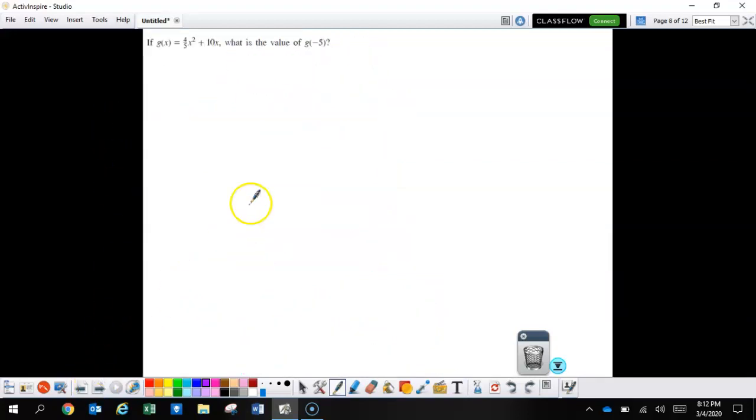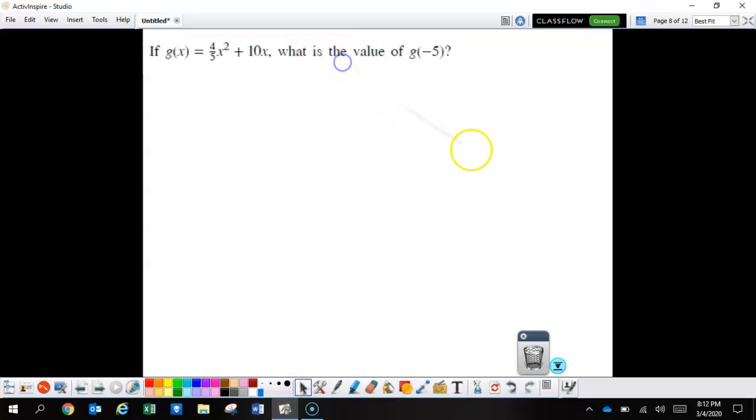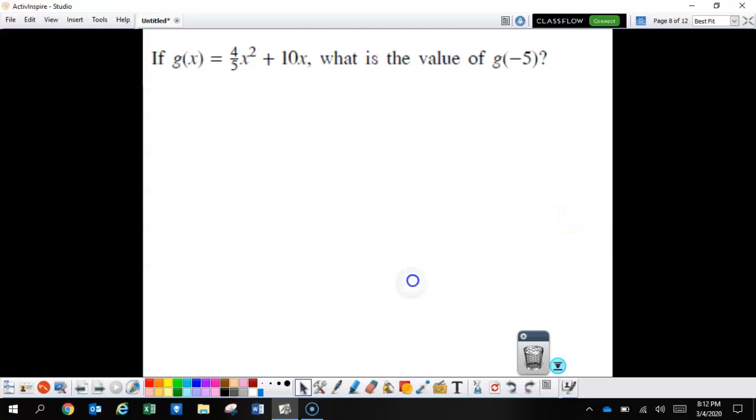Okay, next one. If g of x equals 4/5 x squared plus 10x, what is the value of g of negative 5? Let me make sure that's 4/5. Yeah, that's 4/5. Okay, so basically we're just plugging in negative 5.